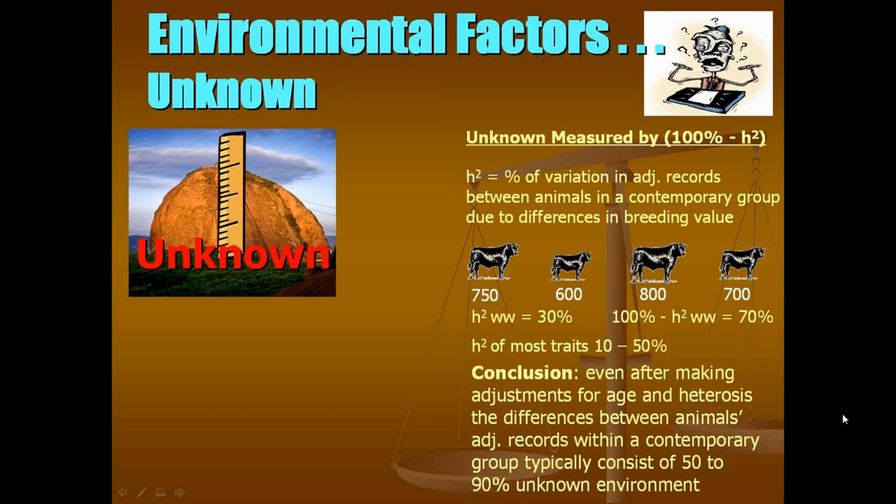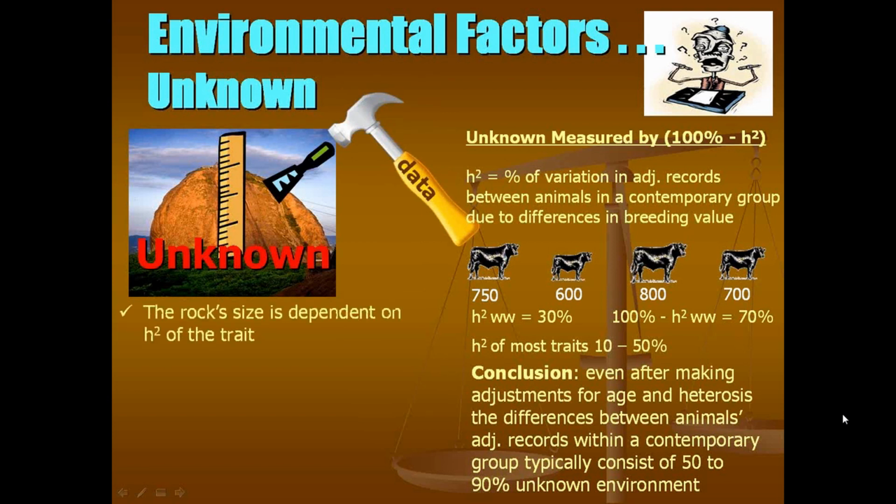Do we throw up our hands and give up? No, we persevere. What we do is we submit more data, and as we submit data, we chip away at that rock. We're chipping away at that rock with each phenotype that comes in. So the rock size, we've measured the rock and we know the size is dependent on the heritability of the trait. So with highly heritable traits, the rock isn't nearly as big as with lowly heritable traits.